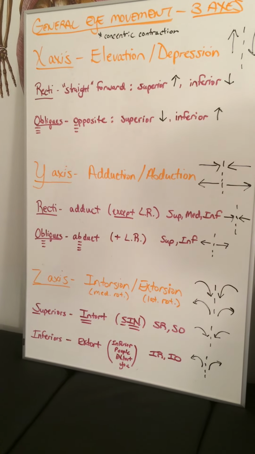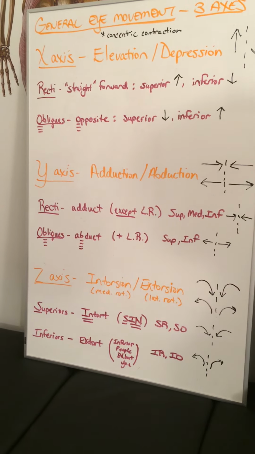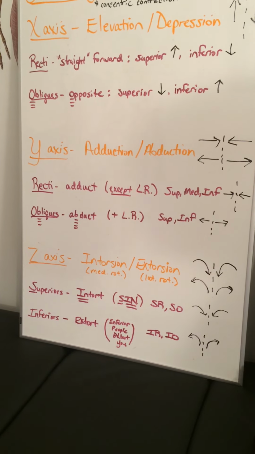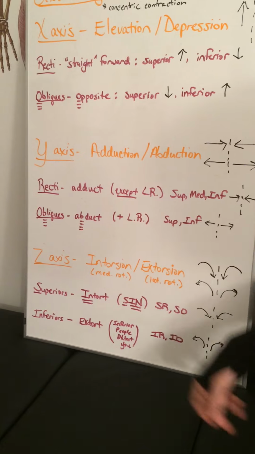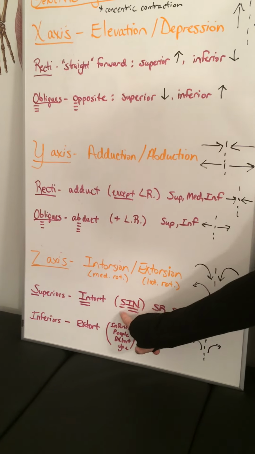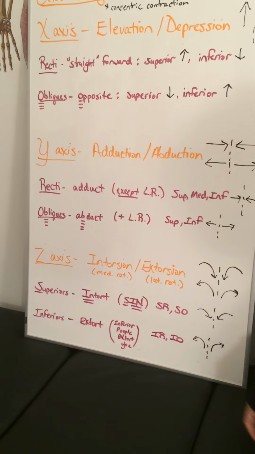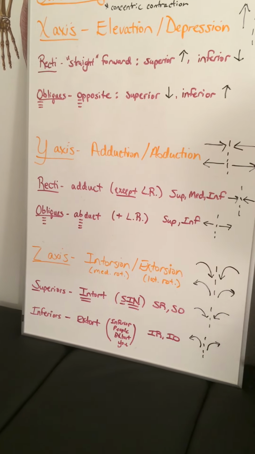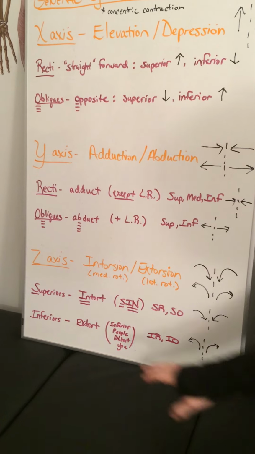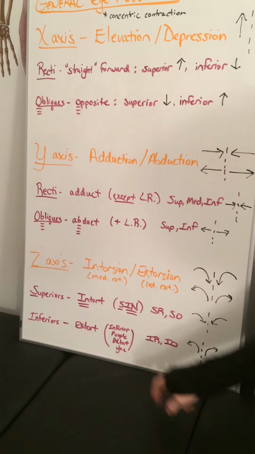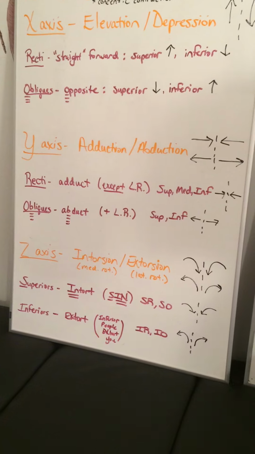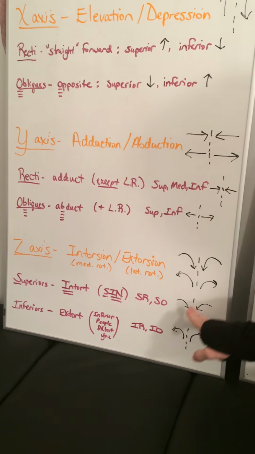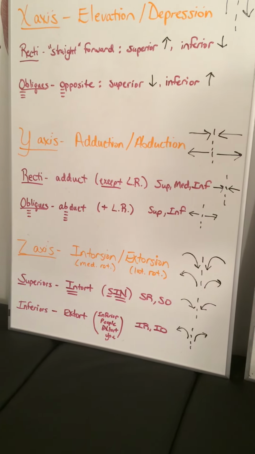On the z-axis, this is intorsion and extorsion. This is the z-axis. So intorsion is also called medial rotation, extorsion called lateral rotation. We'll call them just intorsion and extorsion. Superiors actually intort, and I think of the word sin. Superiors intort. So superior rectus and superior oblique are actually going to move the eye towards the nose on the z-axis. The inferior muscles extort, and I always think that inferior people extort you, right? So inferior rectus, inferior oblique actually move the eye away from the nose on the z-axis.